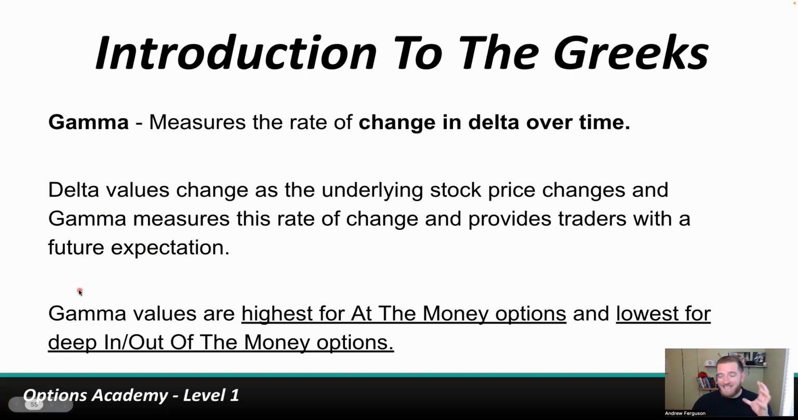So gamma is not an essential piece to know, but I want you to understand what it is and how it impacts the delta here. Refer back to the slide as you grow in your options journey. Again, it's not essential for new traders, but something to be aware of as you progress.